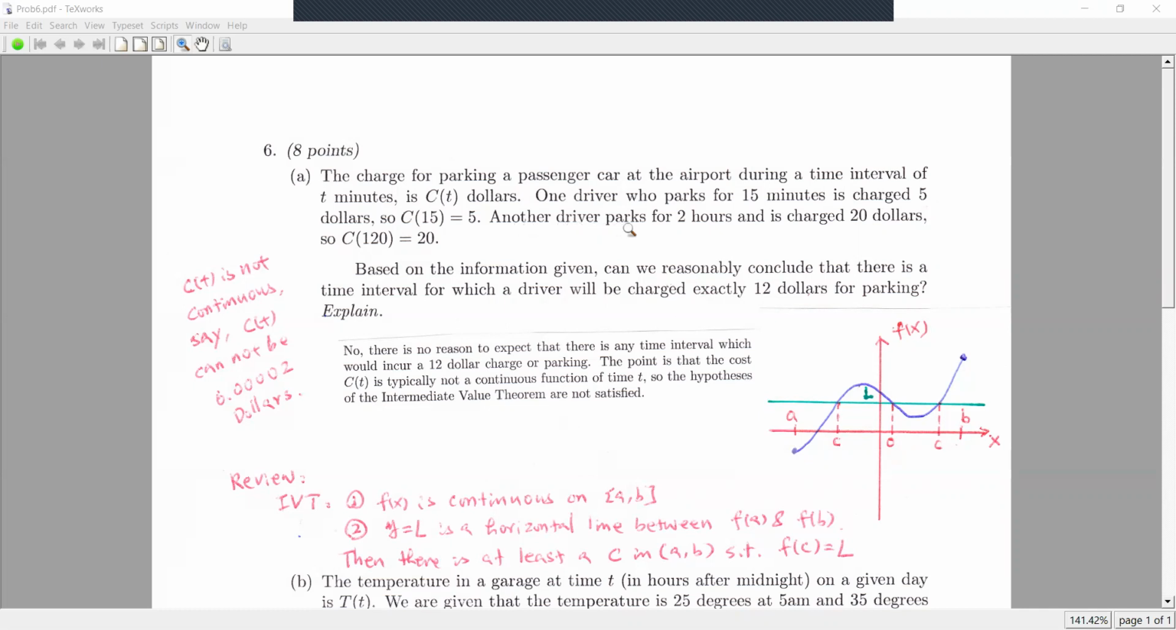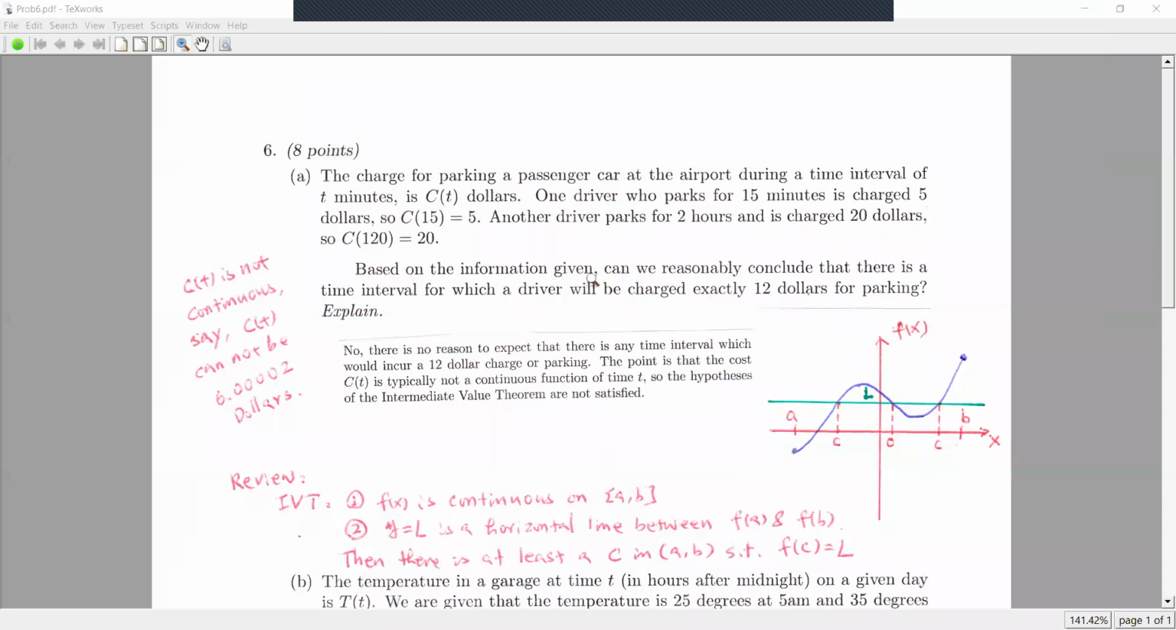Another driver parks for 2 hours and is charged $20. 2 hours have 120 minutes. So C(120) is 20. In this diagram, b now is 120. Function value at b is 20.